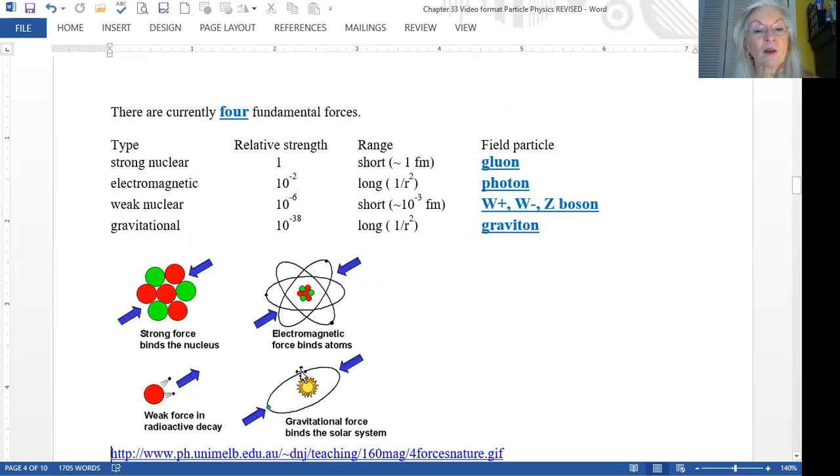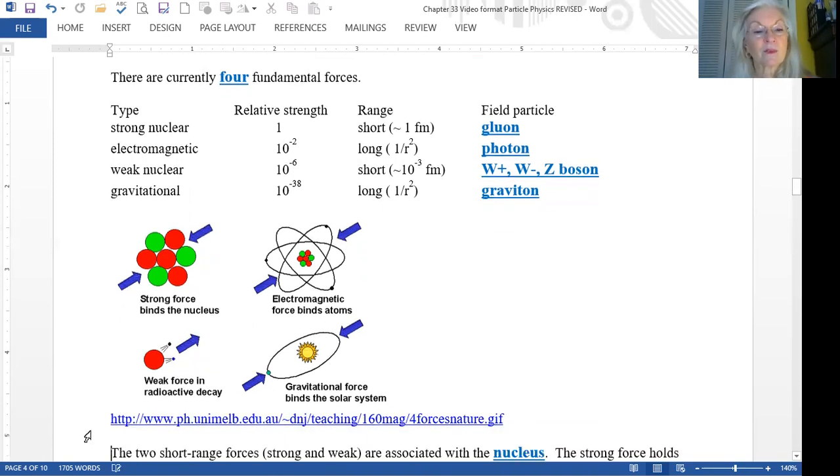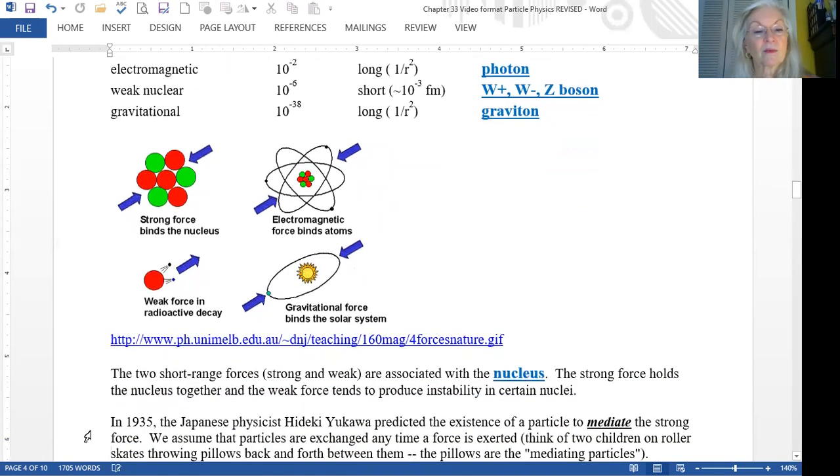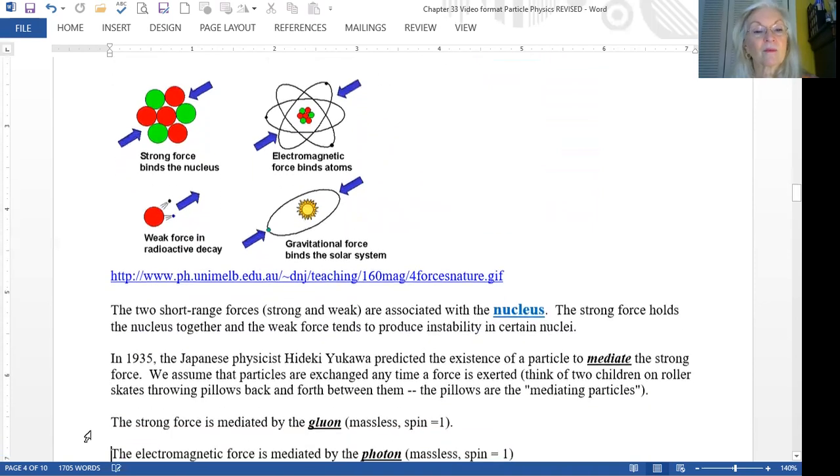So you can see we have a little graphic trying to remind you of what these 4 forces are involved with. The 2 short range forces are associated with our nucleus. In 1935, a Japanese physicist named Yukawa predicted the existence of a particle to mediate the strong nuclear force. So what do we mean by mediate?